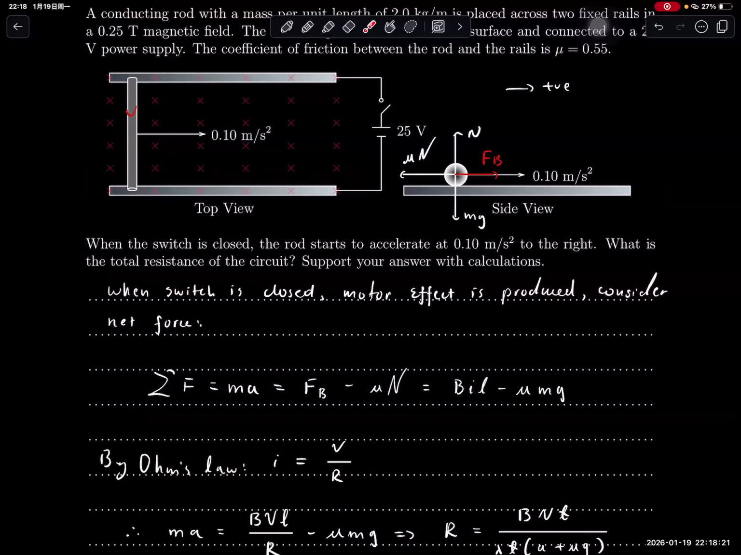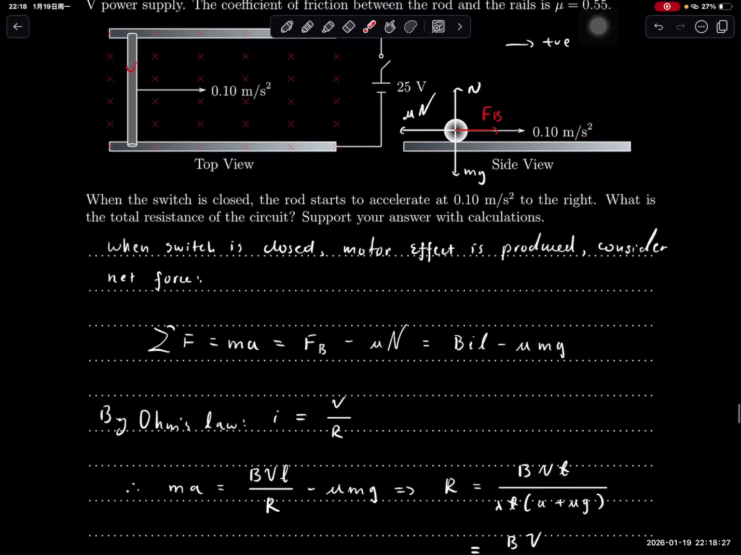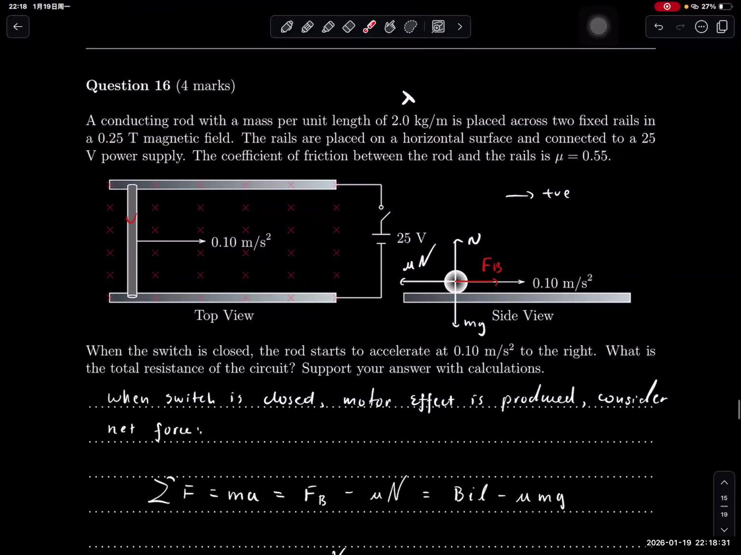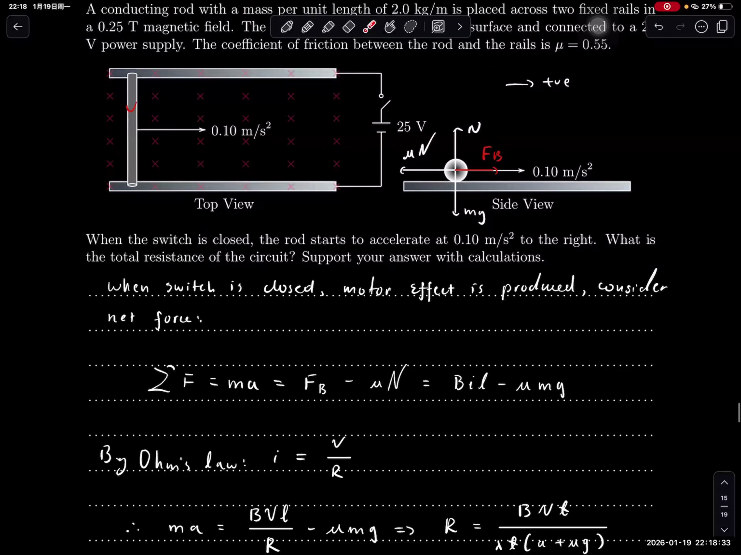When the switch is closed, the rod starts to accelerate at 0.1 meters per second squared to the right. What is the total resistance of the circuit? It seems like so much information was given and it's very difficult, but it's actually very easy. We use a voltage to supply a current, and that current depends on the resistance due to Ohm's law.